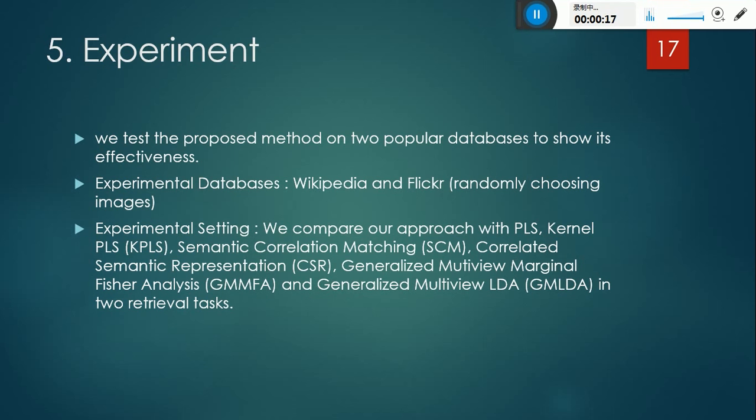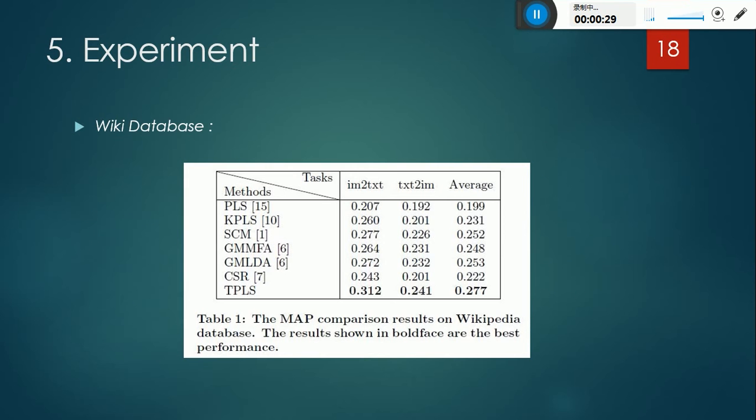Here I have just given you a description of our experimental setting, and then we move to the results. Here is the MAP, the mean average precision, of our model on the Wiki dataset. Whether it is image-to-text retrieval or text-to-image retrieval, our model achieves the best result on this dataset.